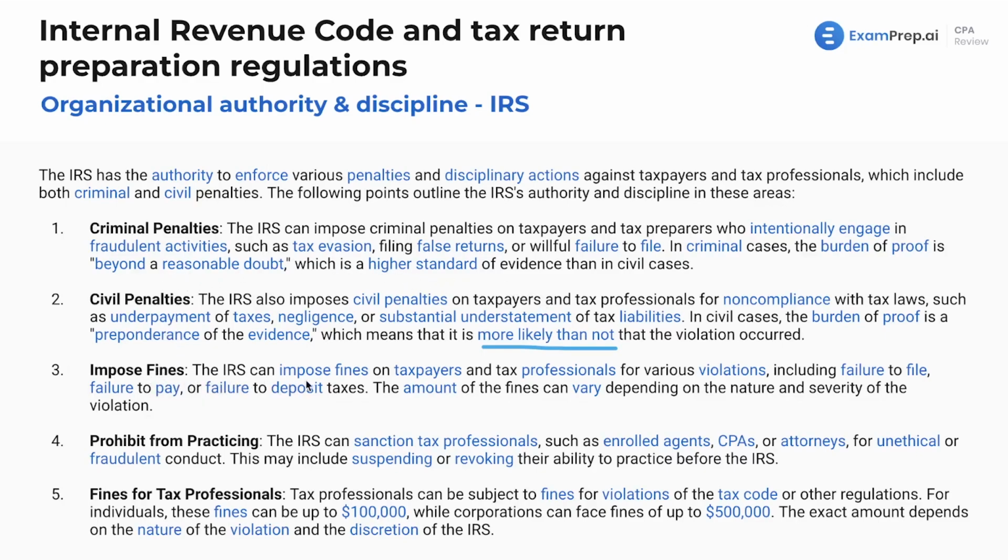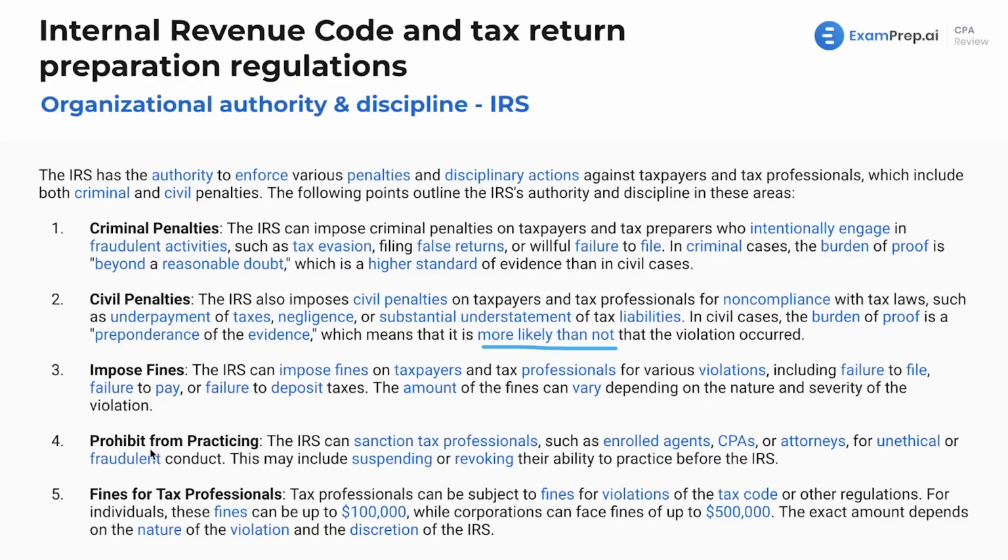Next up, the IRS can impose fines on taxpayers and professionals for various violations, such as failure to file, failure to pay, failure to deposit taxes. We'll see these throughout various lessons in the course. When we deal with penalties, which you do need to memorize, you need to know how to calculate what the penalty is, for how long you didn't file the tax return, how much interest you owe. That's something we'll talk about and make sure you know. The amount's going to depend on the nature and severity, and we will talk about that.